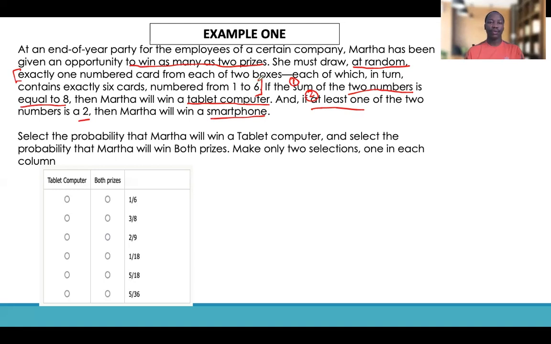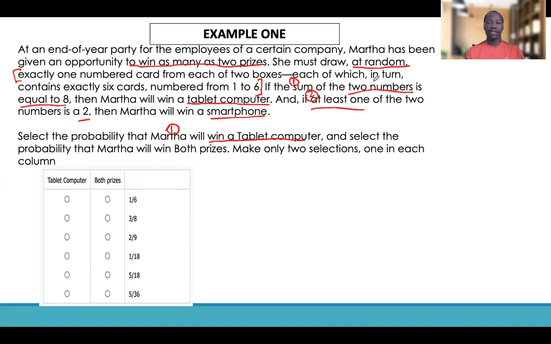All right, so we're able to identify two cases here. The scenario that you're being provided about Martha playing a game, then you're provided two scenarios that would result in Martha winning a prize. All right, so select the probability that Martha will win a tablet computer, and select the probability that Martha will win both prizes. So win a tablet computer, and remember the conditions for winning a tablet computer.